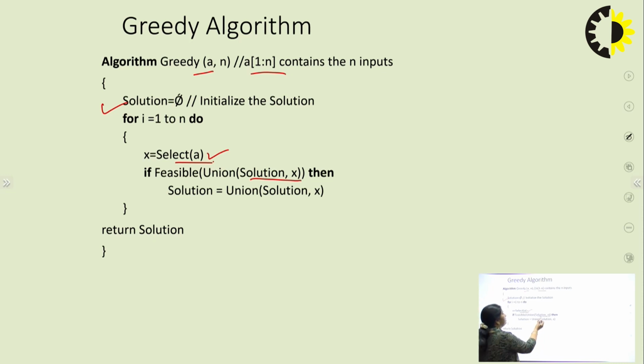If I add it to the solution, that is union. If the union of this selected X with the solution is feasible, then we will put it in the solution. So selection, feasibility and union. This is our greedy approach. And finally, we will return the solution. So this is the way of designing, one way of designing an algorithm, the greedy approach.